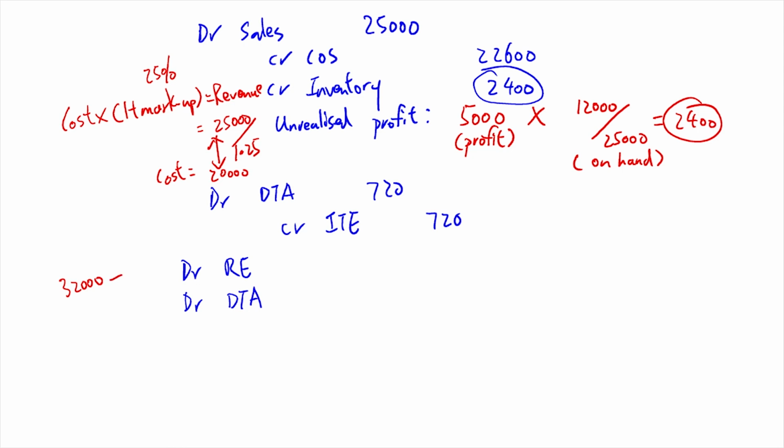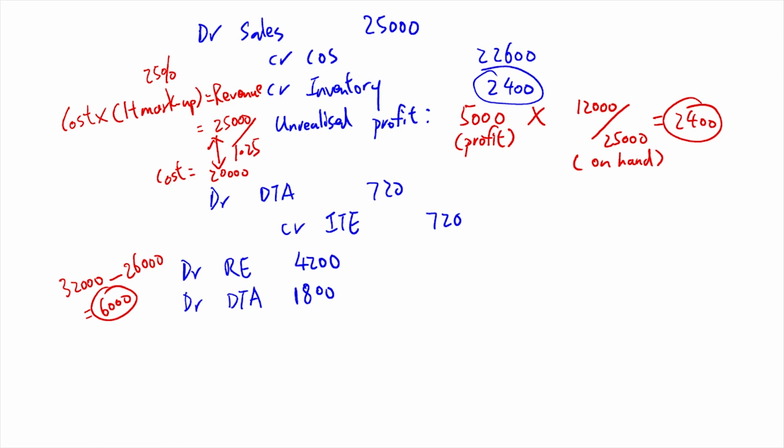We want to minus the carrying amount at the time of sale, which is 26. As a result, the unrealized profit would be $6,000. 70% of this amount would be retained earning, so it's 4,200. And then 1,800 would be the DTA. Okay, that will be for the unrealized profit.